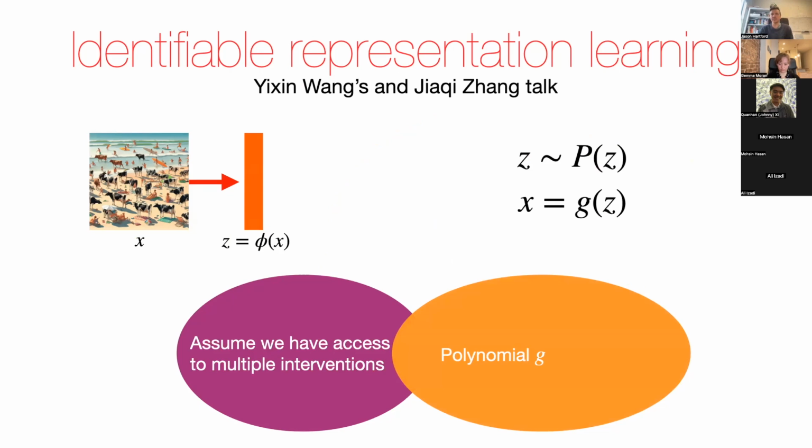different identifiability results. So we had Yixing Wang and Jiaqi Zhang, who both talked about different ways that if you have access to multiple interventions, so interventional data, and you make a polynomial assumption on G, then you can prove identifiability of the latents. And you needed enough interventions, and there were some trade-offs between the two different approaches in terms of how many interventions you needed.